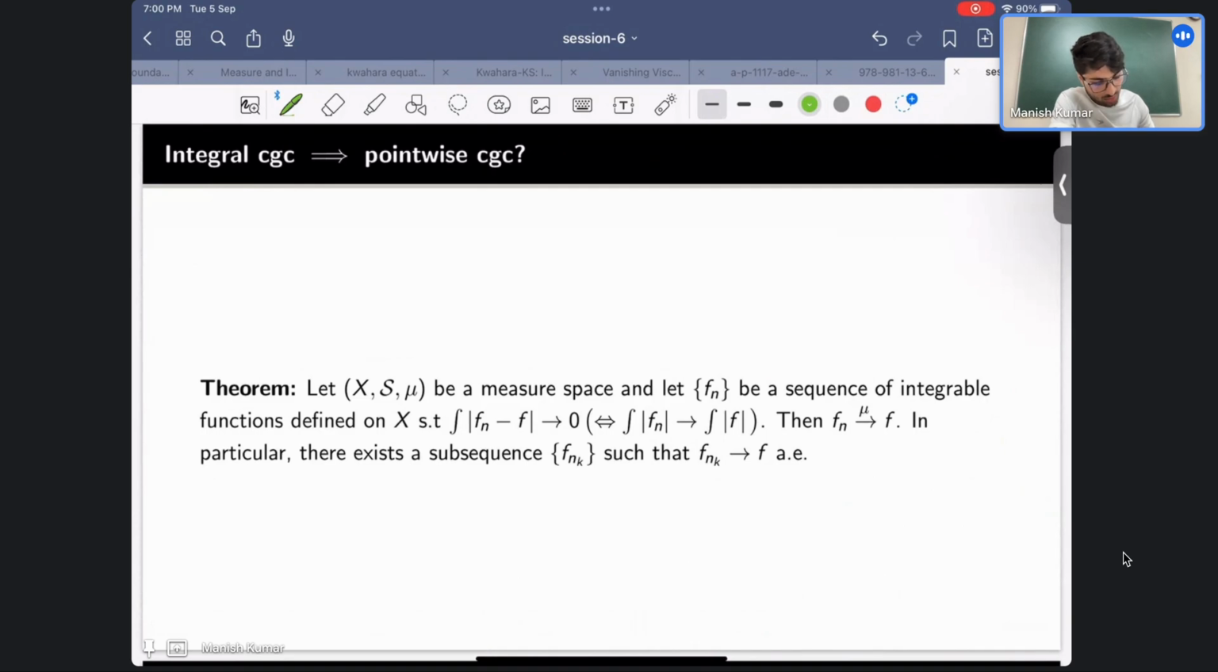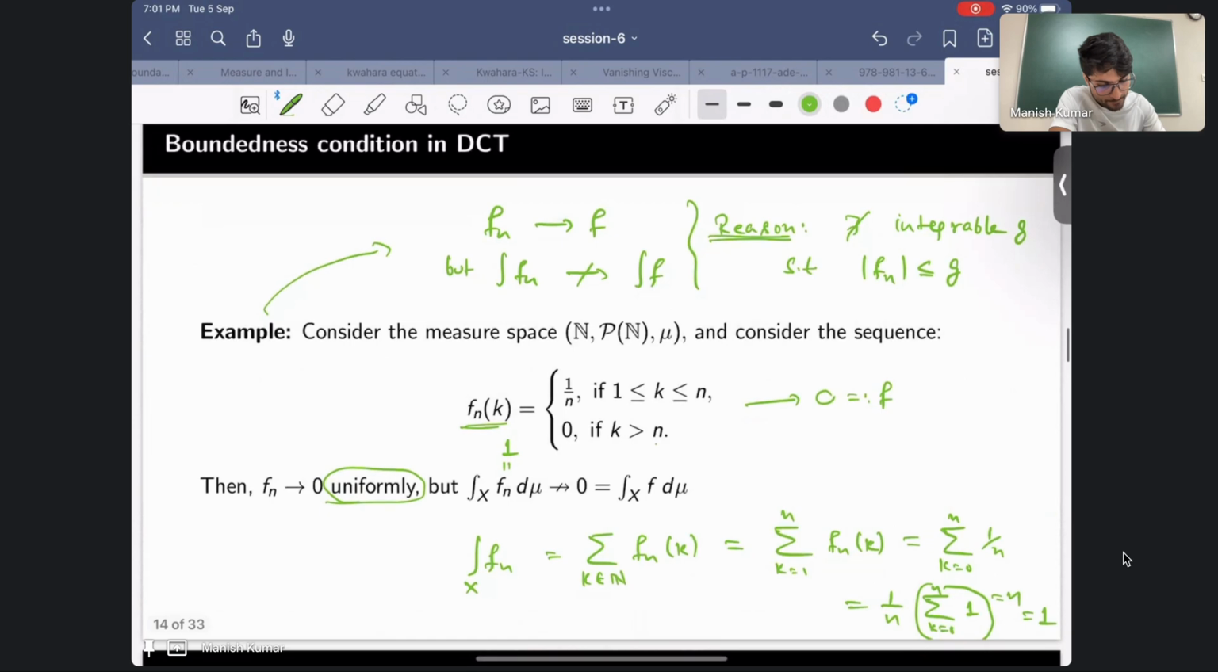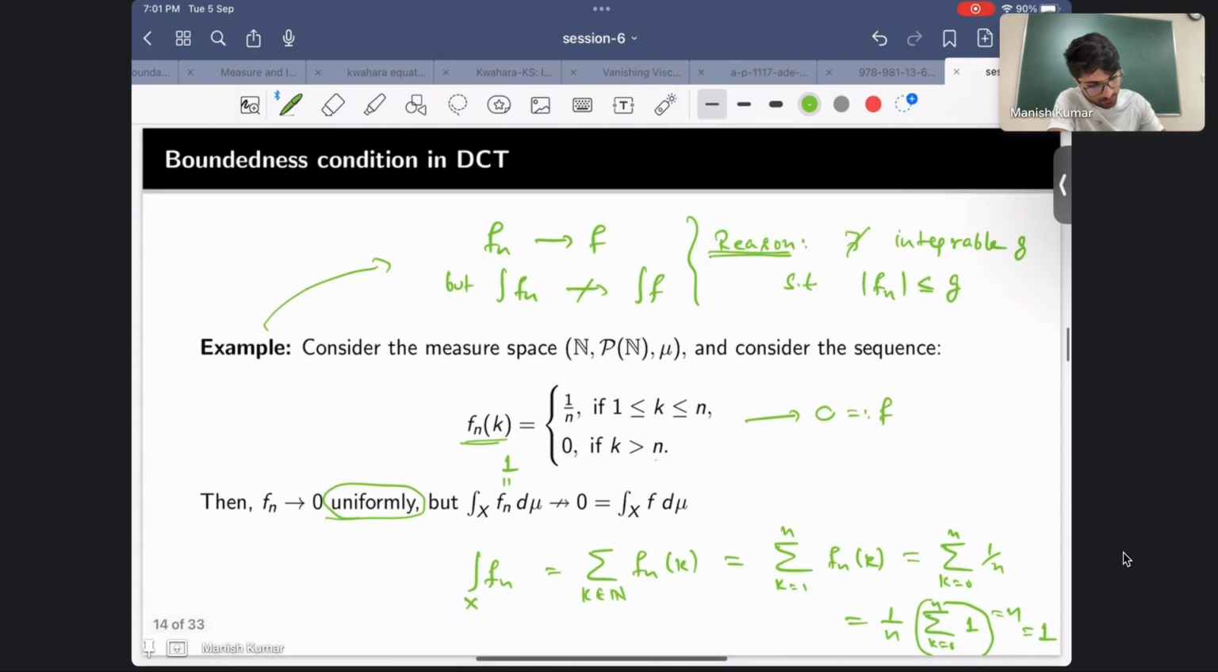Sir, how do we say that there does not exist a g such that mod of fn is less than or equal to g? How do you conclude that there does not exist such a g?